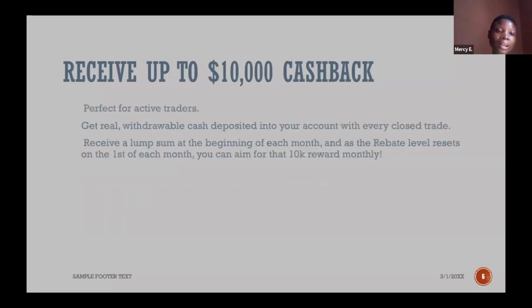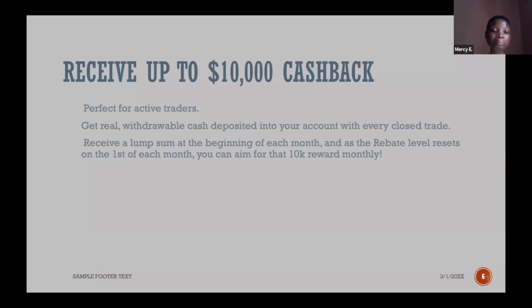for that particular currency. Now you can also get $10,000 cashback. So Skilling does cashback, or what we know as rebate. It means that as you're trading, at the beginning of every month, you can get real withdrawable cash deposited into your account with every trade that you close. So let's say this month is starting, and you trade from now to the end of September. By October, you get an accumulated sum of the cashback that you have accrued over the month of September, and it will be refunded back into your account.